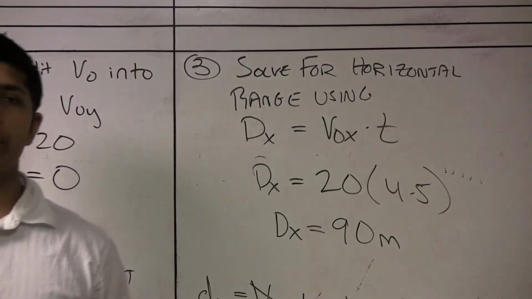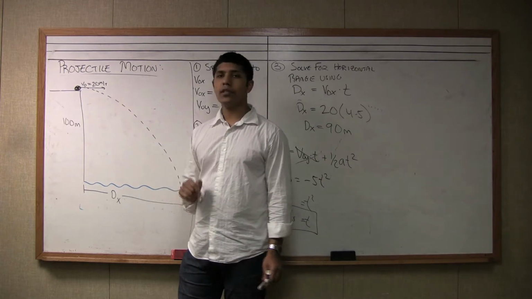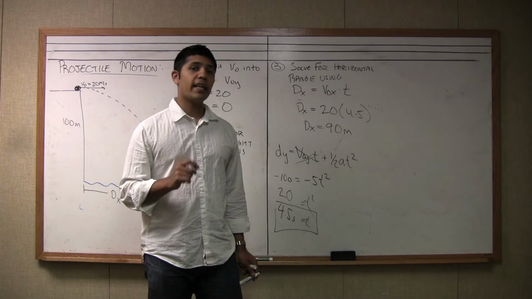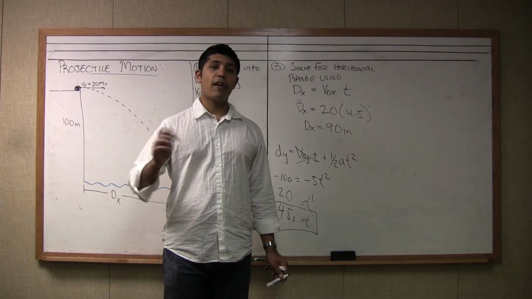And so after this projectile leaves the cliff, it is going to land 90 meters away from the edge of the cliff. Okay? Alright, the next video is going to show how to do the same problem if they give you the horizontal range rather than the height.